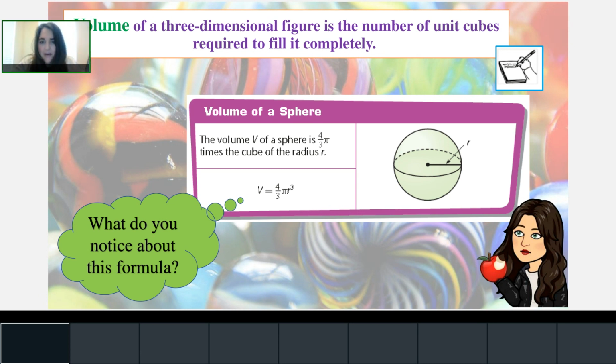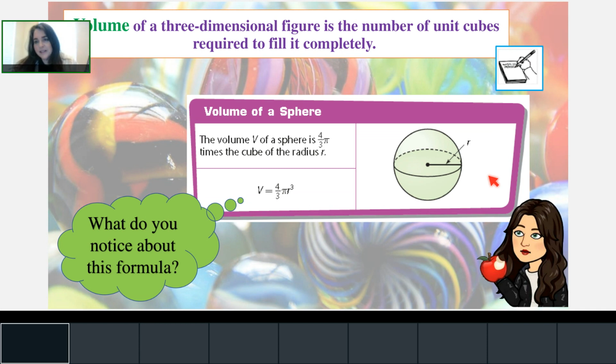All right, the volume of a sphere is 4/3 pi times the cube of the radius r. Okay, so here's the radius r. What do you think? What do you notice about that formula? What's a little different?